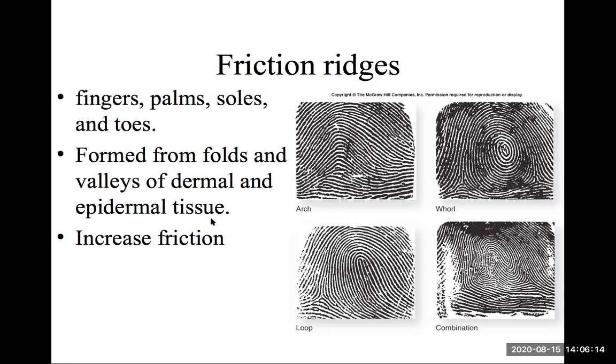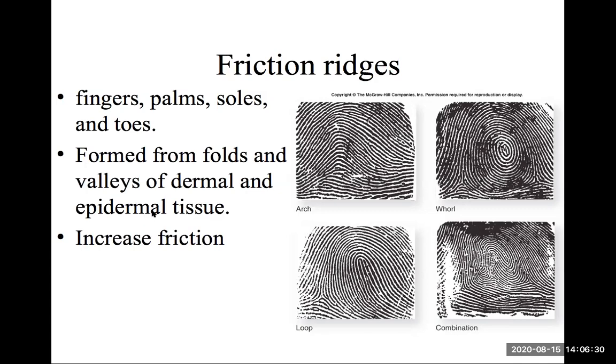But how do you get these friction ridges and what do they do? Well, they are formed by folds and valleys. So a fold and a valley would just be kind of an up and down pattern of dermal and epidermal tissues.